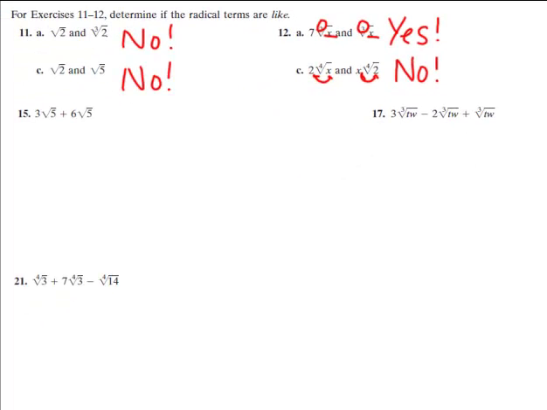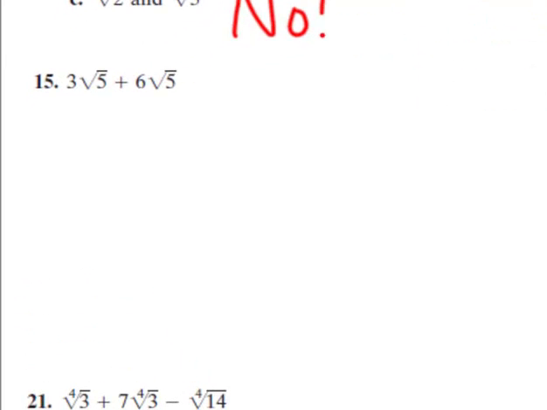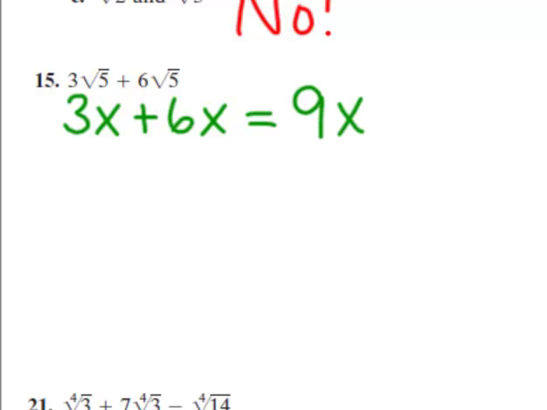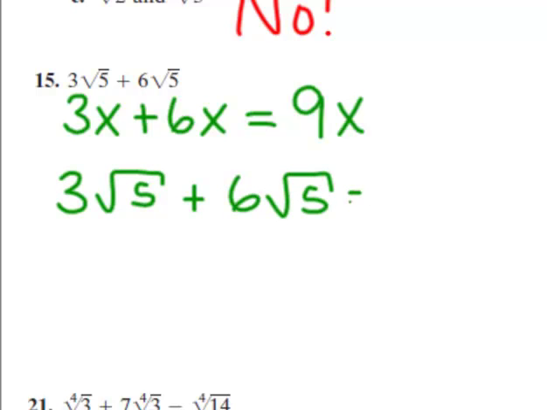So now that we know what we can combine and what we can't combine, let's actually combine some things. So if we start with problem 15, it says that we need to add 3 root 5 and 6 root 5. So pretend these were x's, like 3x plus 6x. Everyone could tell me that it was 9x. So we can do the same thing with the root 5s. If I have 3 root 5s, and I'm adding 6 more root 5s, I end up with 9 root 5.